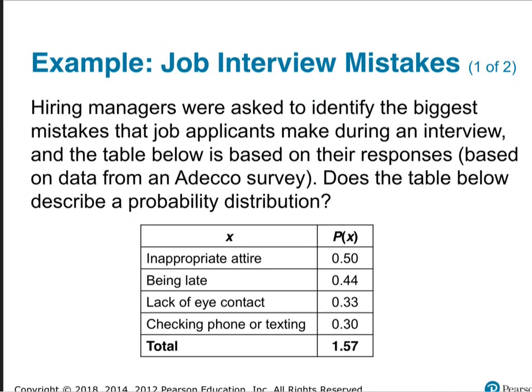All right, so let's look at another probability distribution. Job interview mistakes. Hiring managers are asked to identify the biggest mistakes job applicants make during an interview, and the table below is based on their responses. Data from a survey. Does the table describe a probability distribution? Is that a probability distribution? Remember the three conditions, the three rules?